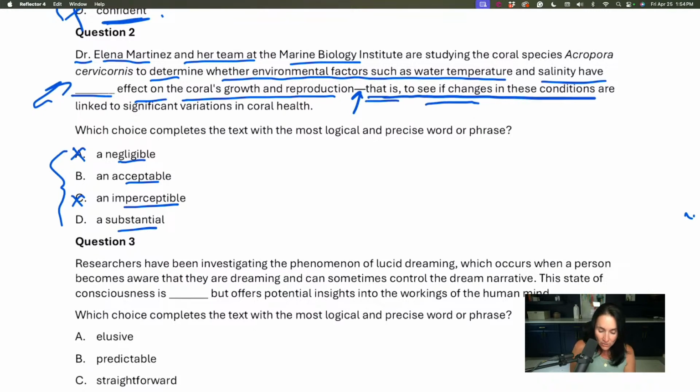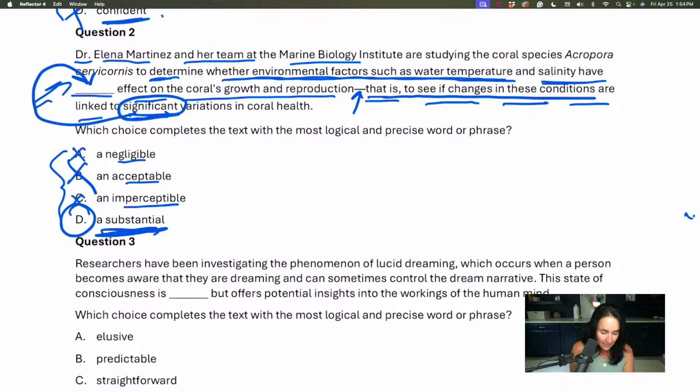That is to see if changes in these conditions are linked to significant, substantial, acceptable, not a lot. Substantial goes with significant. Let's read it with substantial. To determine whether environmental factors such as water temperature and salinity have a substantial effect on coral's growth. That is a significant variation in coral health. That works there. Acceptable isn't enough. Substantial is what's working here.